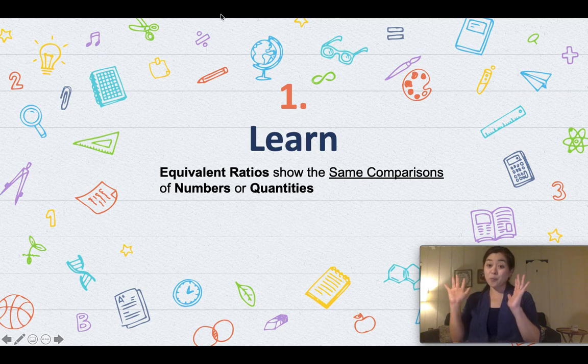All right, so we're going to keep that information in the background, okay? Because we're going to bring it up soon. Just keep that in the back of your head, okay? So what we're learning now is that equivalent ratios show the same comparisons of numbers or quantities.